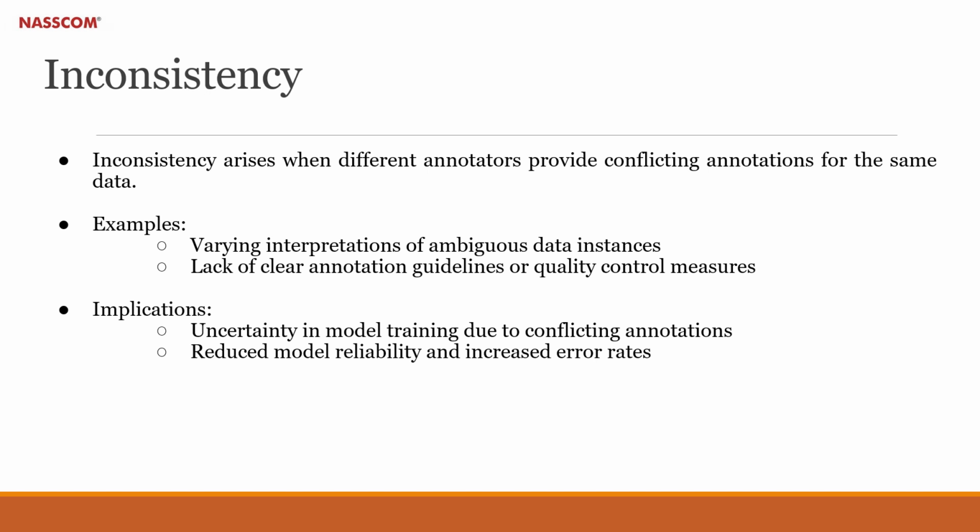Now let us discuss the inconsistencies among data annotators. The inconsistency arises when different data annotators provide conflicting annotations for the same data. Varying interpretation will create ambiguity in the data, and there will be a lack of clear annotation guidelines and quality control measures. The implications are that model training will be affected by conflicting annotations, which reduces reliability and increases the probability of errors.